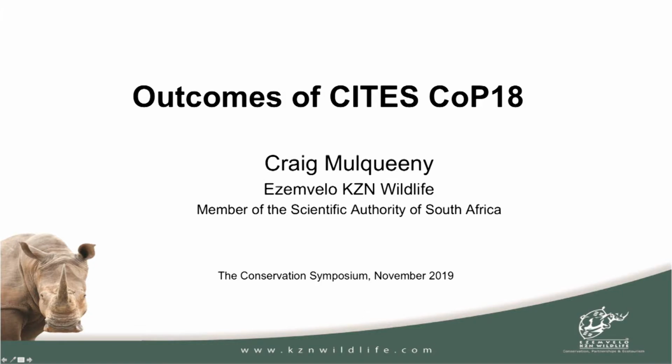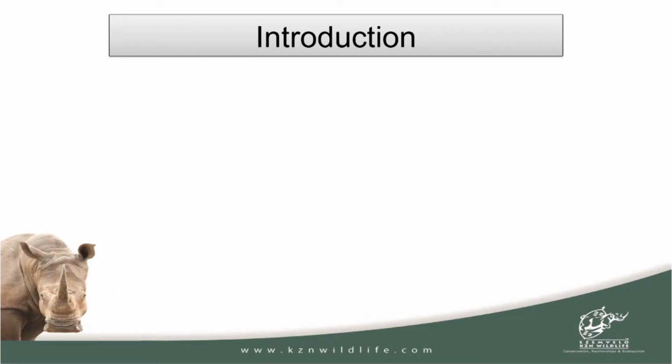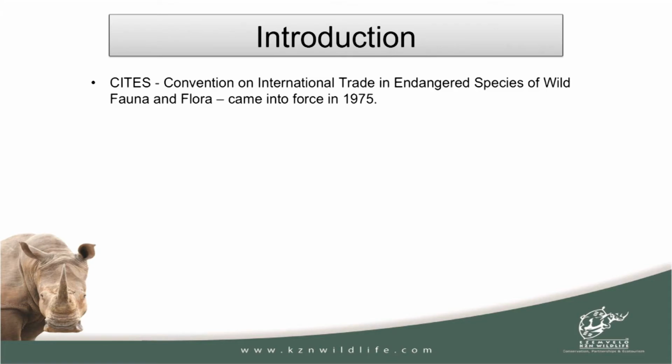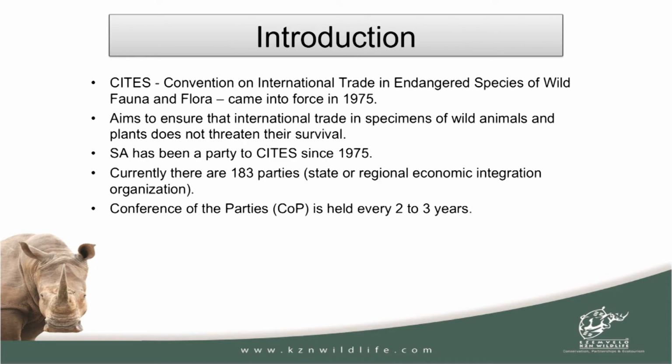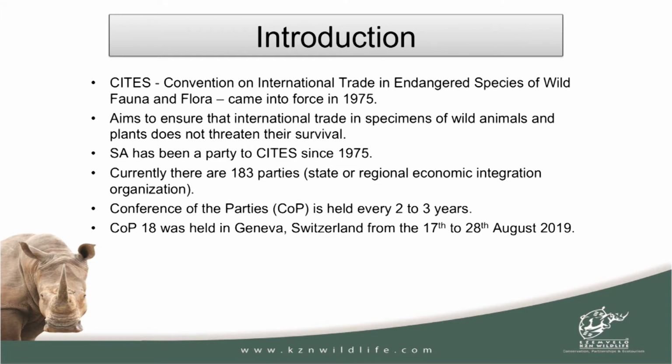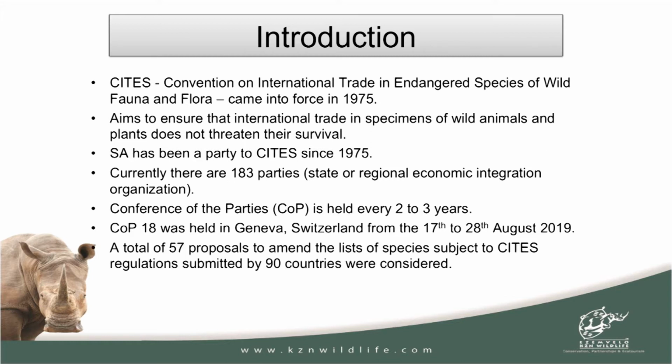I just want to take you through some of the more pertinent outcomes of CITES. Just by way of introduction, CITES came into force in 1975. The aims are to ensure that international trade in specimens of wild animals and plants does not threaten their survival. South Africa has been a party to CITES since 1975, and there are about 183 parties to CITES. The Conference of Parties meets every 2 to 3 years. And as I said, recently held in August in Geneva, COP18.